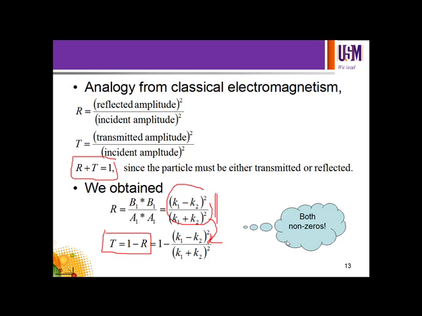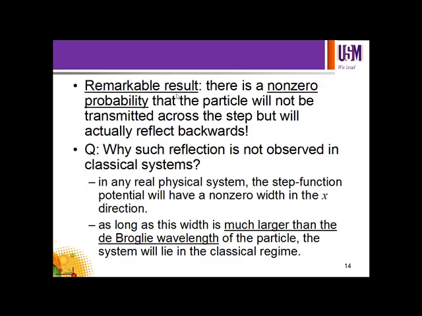Even though one might be bigger and the other smaller, it is not zero. In other words, this is what we call a remarkable result. There is a non-zero probability that the particle will not be transmitted across the step, but will actually be reflected back.